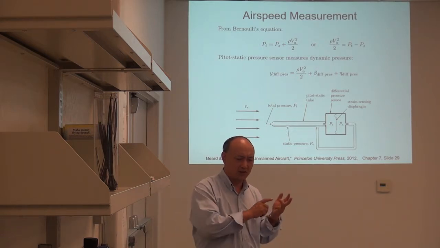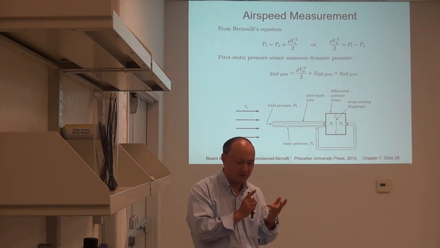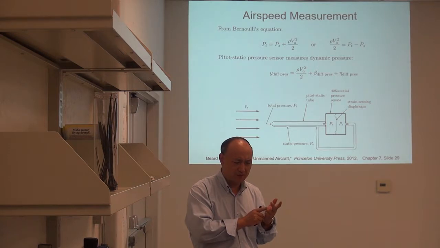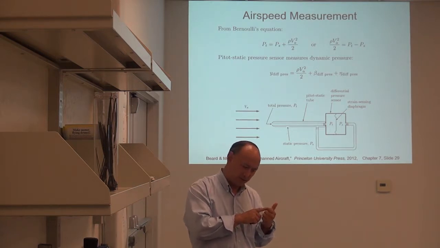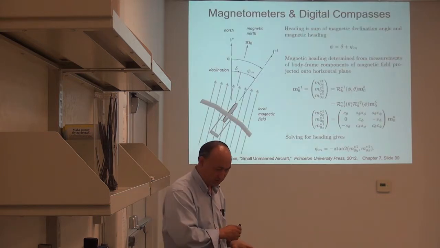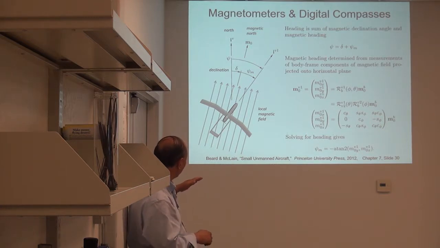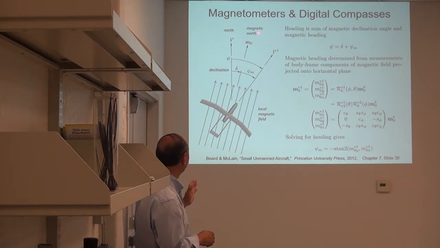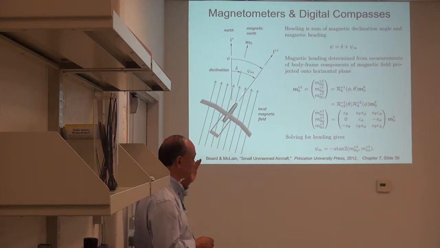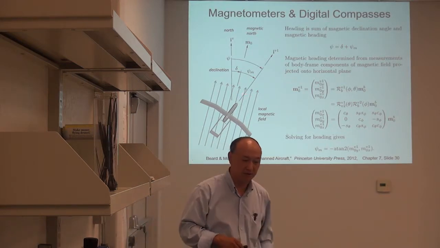So far we talked about the accelerometer, the pressure measurements, the gyro, and the airspeed measurement. Now next, what are a magnetometer and a digital compass? Basically, when you are flying, you have a local magnetic field. So I'm hoping that I have a magnetic north, so then we will be able to understand your heading angle. So where is your heading angle?